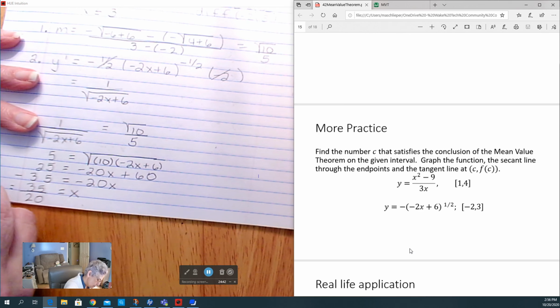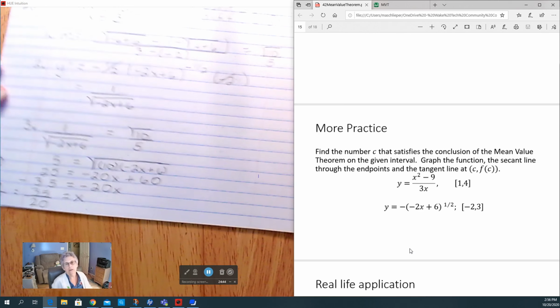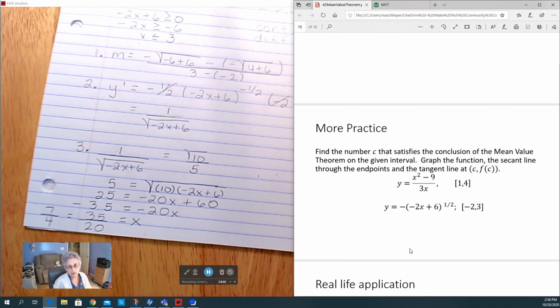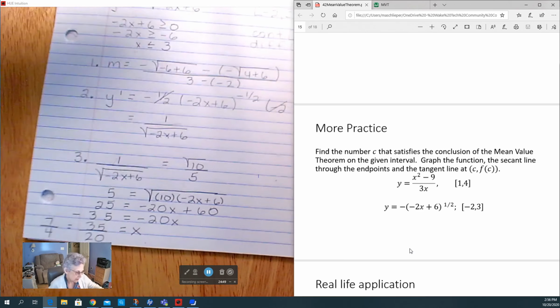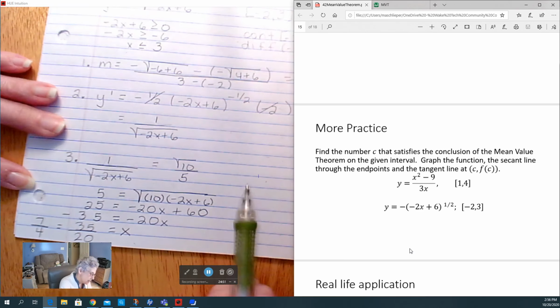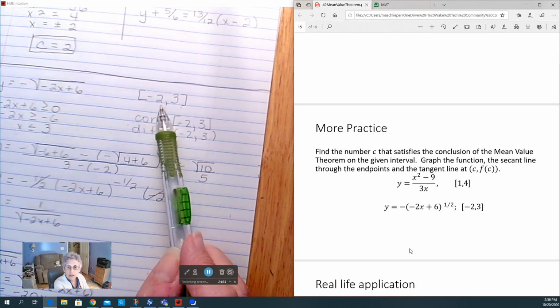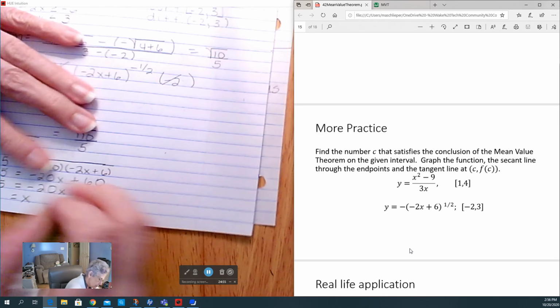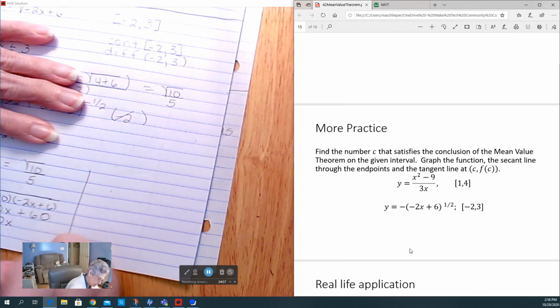5 goes into 35 7 times. 5 goes into 20 4 times. So I get 7/4, and that does live between negative 2 and 3. So this is my c.